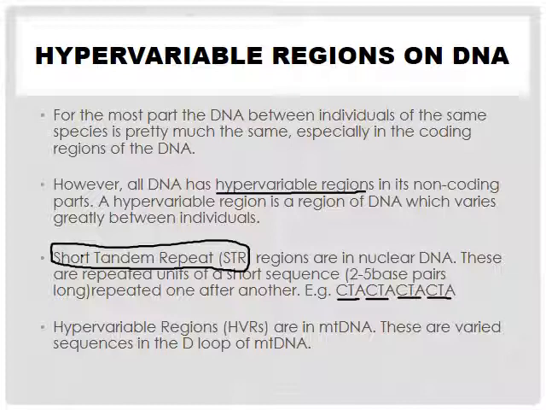So the hypervariable regions in nuclear DNA are short tandem repeats. The hypervariable regions in mitochondrial DNA, we just call hypervariable regions. And there's a particular part of mitochondrial DNA called the D loop, and that's the sequence of nucleotides in mitochondrial DNA that seems to vary between people.